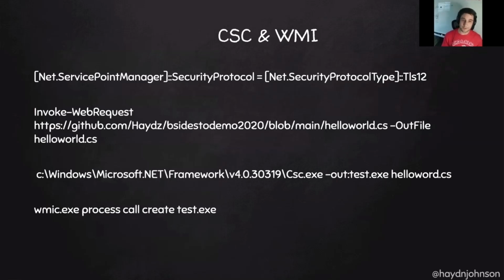This is the command line I came up with in my tool. We're going to enable TLS 1.2. We're going to use PowerShell Invoke-WebRequest to download the file that I'm hosting on GitHub. It doesn't have to be stealthy. Then we're going to use the csc executable to build it into what we call test.exe. And then we're going to use WMIC to execute it, which is pretty cool.